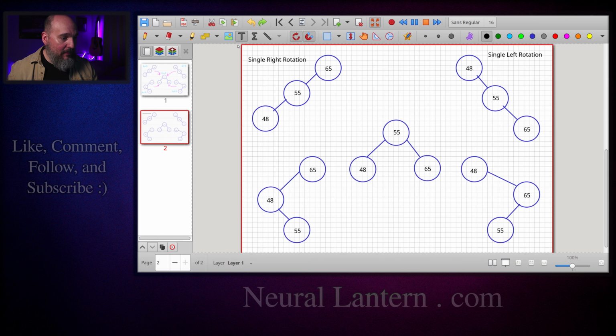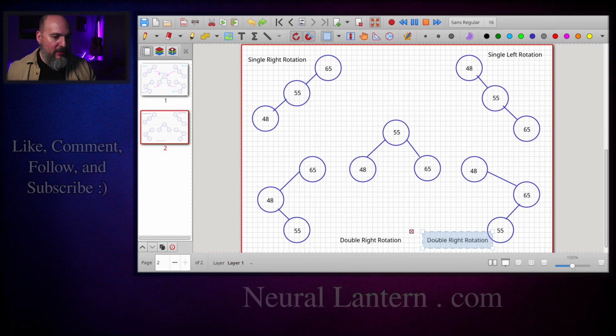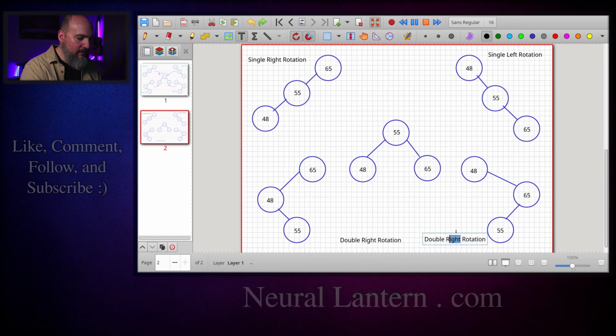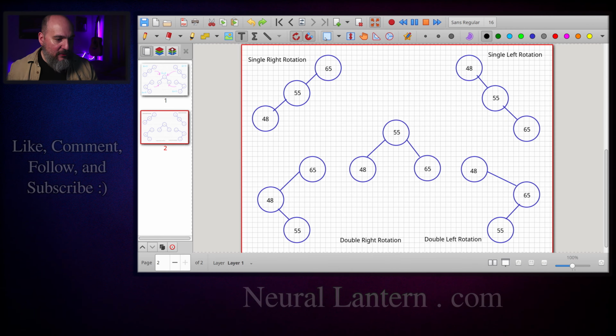And then the trees at the bottom, those are going to be double rotations. Let me just write over here, maybe next to that one, double right rotation. And then I'll duplicate this. And this one over here is going to be a double left rotation. I placed these on different sides than I usually do because I was trying to make it look a little more tricky, but it's really not that bad.